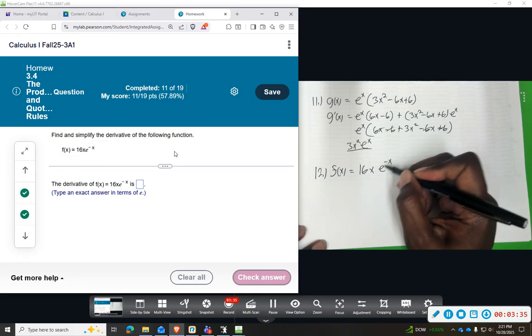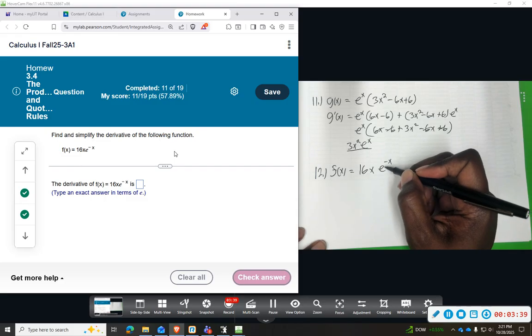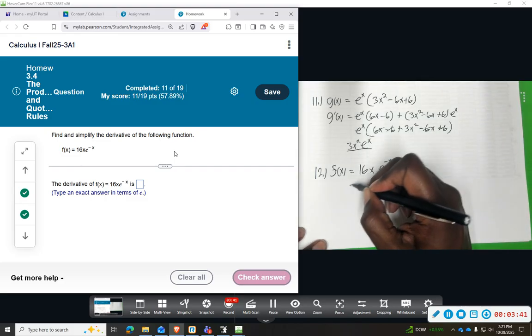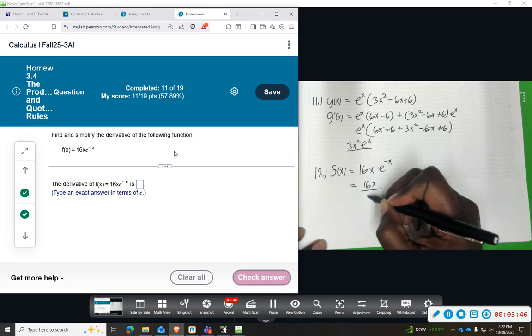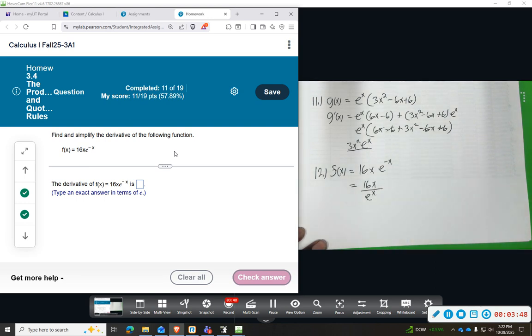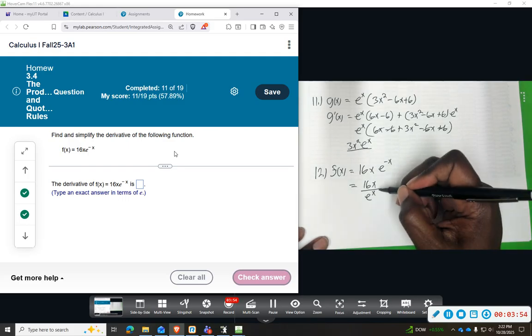let's do this with the quotient rule, because we haven't gone over the chain rule yet. So we'll rewrite this as 16x over e to the x. So now we'll use the quotient rule instead of the product rule, but you can interchange and do it that way. But we'll do the quotient rule.